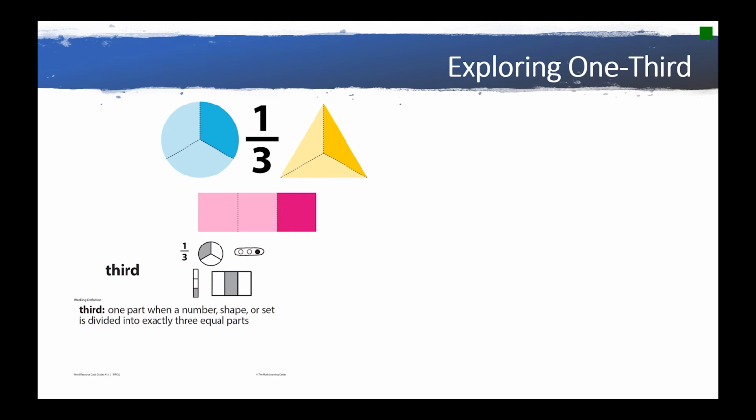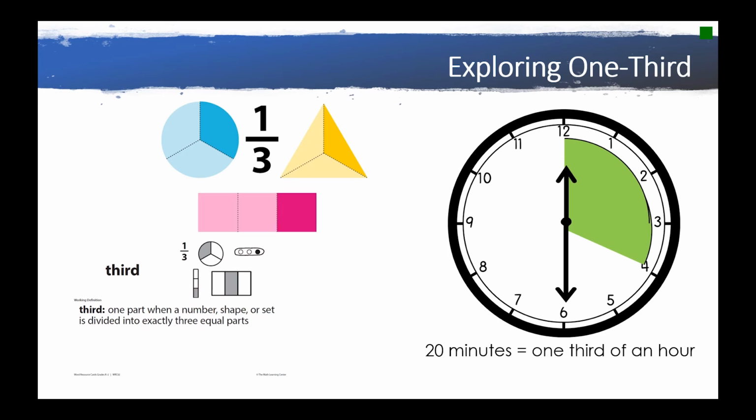1/3 is 1 part when a number, shape, or set is divided into exactly 3 equal parts. And 1/3 of an hour is equal to 20 minutes because it would take 3 20s to equal 60, or 1 whole hour. We can shade in 1/3 of an hour on an analog clock by filling in the numbers between the 12 and the 4.